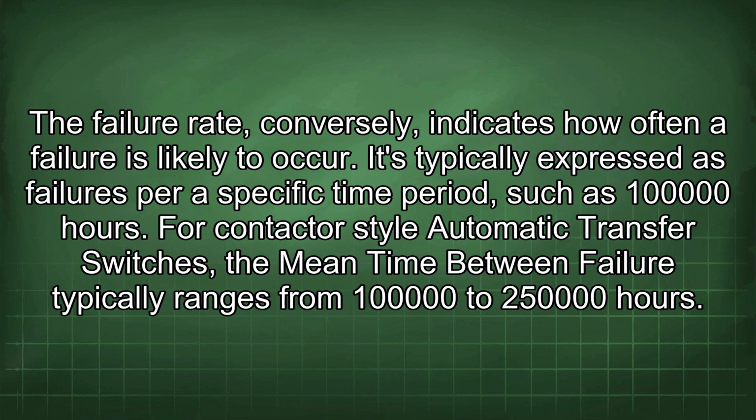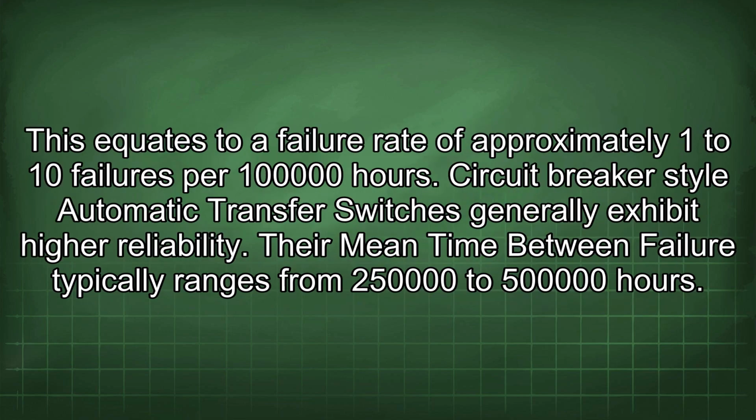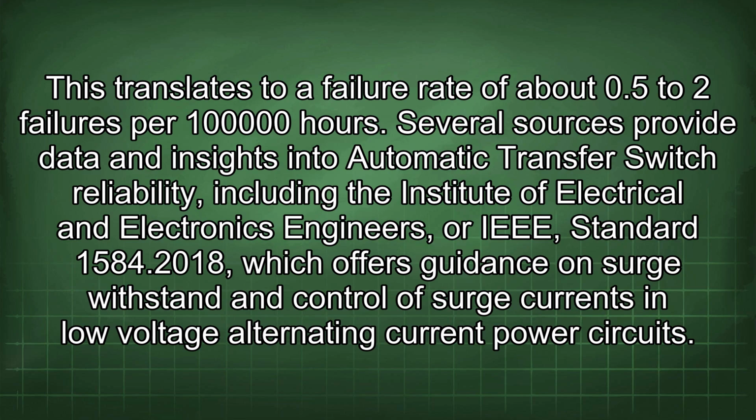It's typically expressed as failures per a specific time period, such as 100,000 IOs. For contactor-style automatic transfer switches, the mean time between failure typically ranges from 100,000 to 250,000 IOs. This equates to a failure rate of approximately 1 to 10 failures per 100,000 IOs. Circuit breaker-style automatic transfer switches generally exhibit higher reliability. Their mean time between failure typically ranges from 250,000 to 500,000 IOs. This translates to a failure rate of about 0.5 to 2 failures per 100,000 IOs.